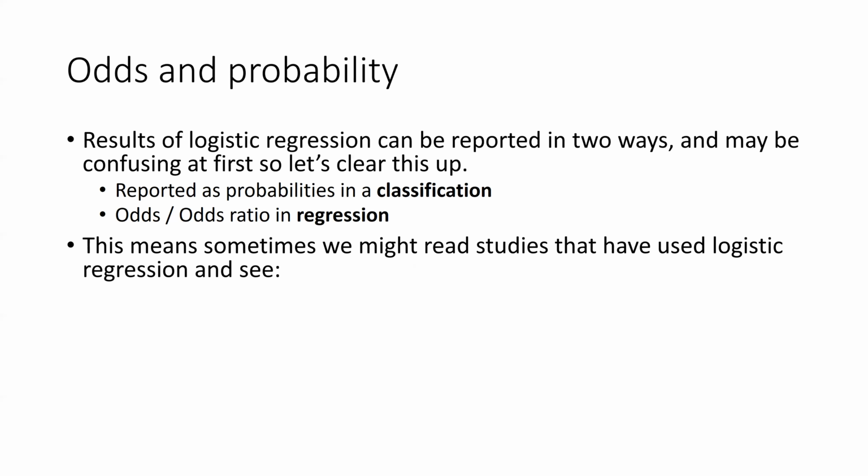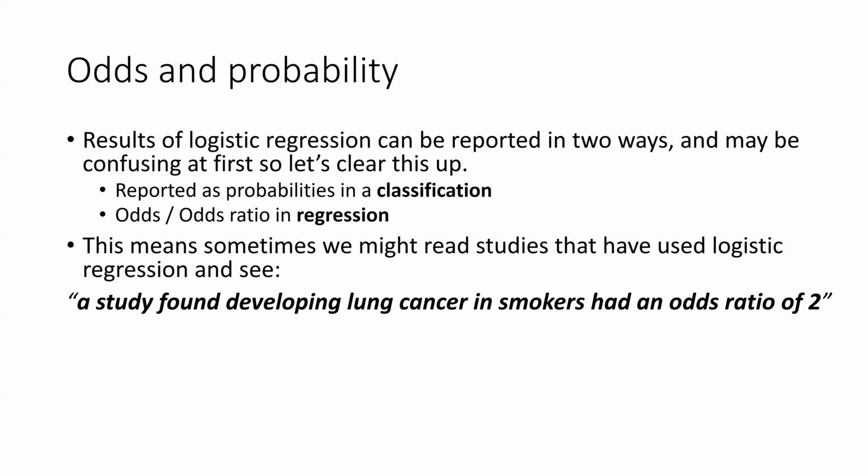So sometimes you might read studies that have used logistic regression and see something like this: a study found developing lung cancer in smokers has an odds ratio of 2. I.e. people that smoke are twice as likely to develop lung cancer as people who don't smoke. And you can scale this up. If you smoke 50 a day, you might be 4 times as likely, and so on.